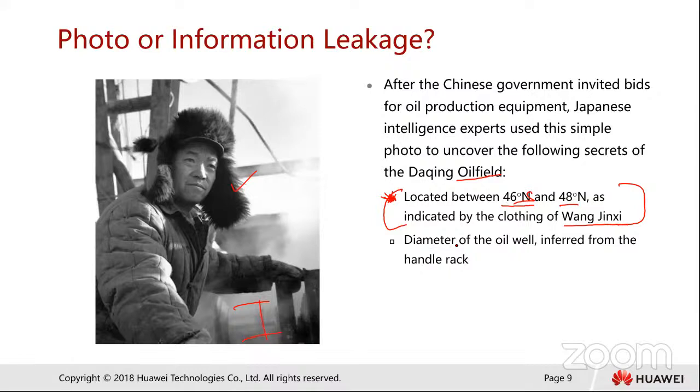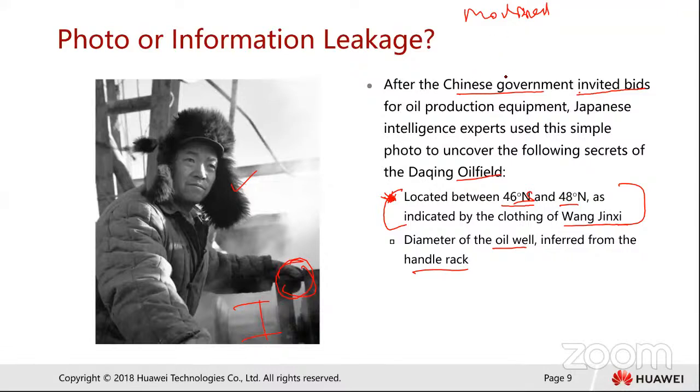And they were also able to tell, depending on what he was holding, the diameter of the oil well. They're able to tell the diameter of the oil well inferred from the handle rack that he was holding. So they use this simple information to modify their bid, okay? To modify their bid so that it suits exactly to the bid of the Chinese government.